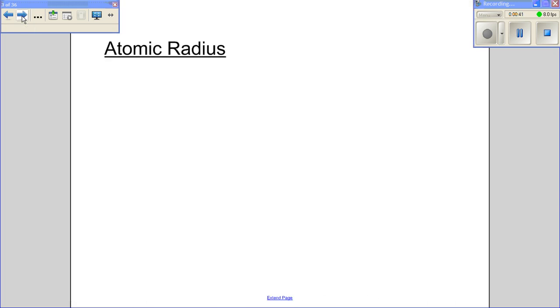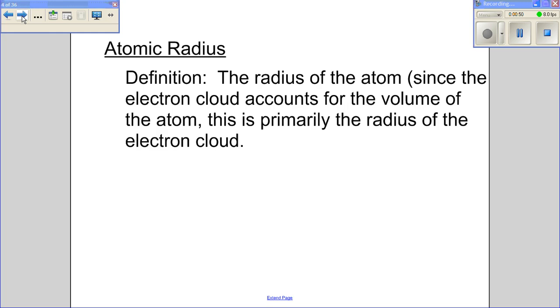Atomic radius is the size of the atom, or its actual radius from the center to the edge, half the diameter. The trend, as you look at the periodic table, as you go across a period, and if you remember, we talked about elements that are in the same period have the same number of energy levels. As we go across a period, the number of protons in the nucleus of the atom is continuously increasing, as well as the number of electrons.